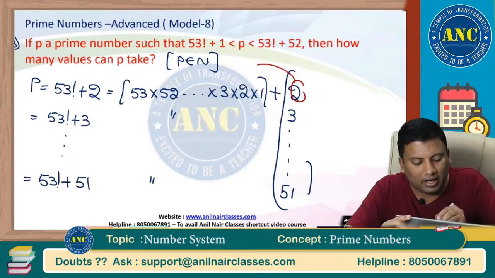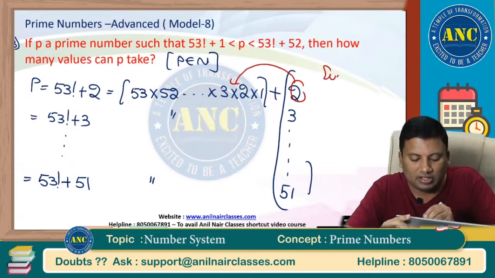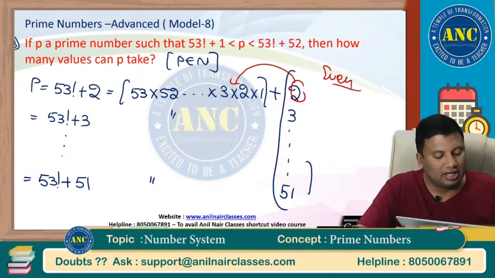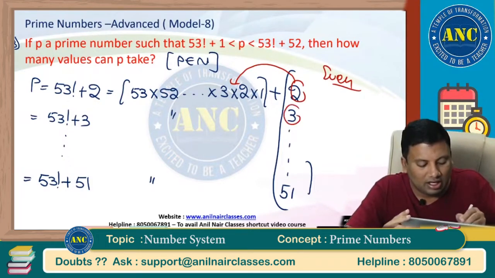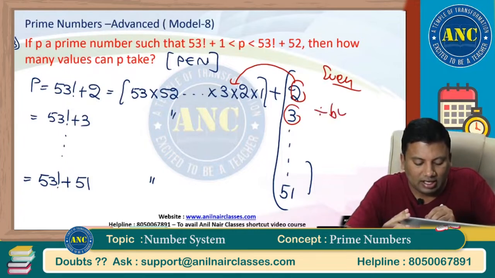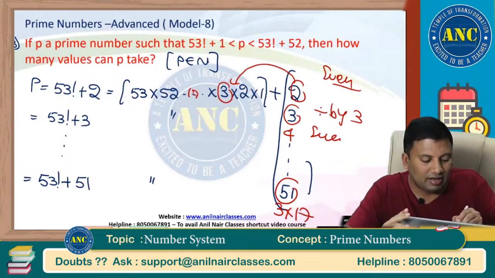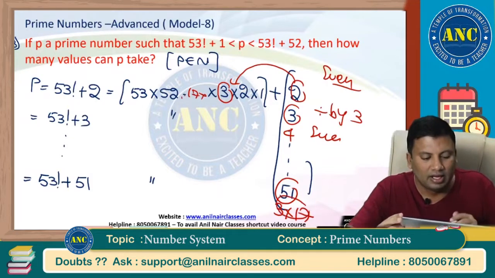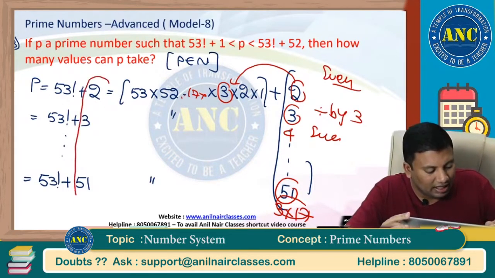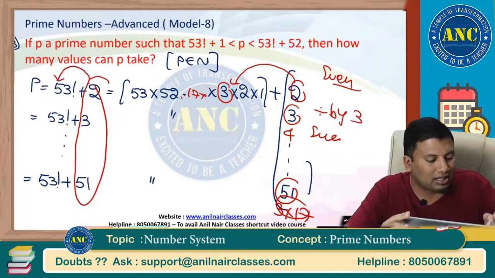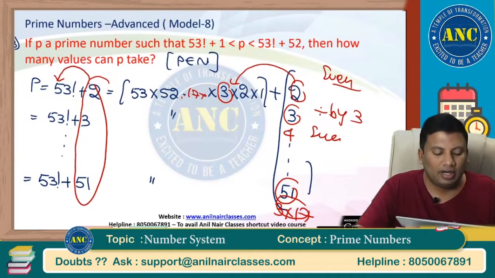2 is a part of this number. Even plus even is even, right? It is not possible. 3: this is divisible by 3. Answer is divisible by 3. Even plus even, even. 51 is 3 into 17. 3 is present here, 17 is also present here. Every value that it is taking is actually a part of the factorial, or it's a factor.